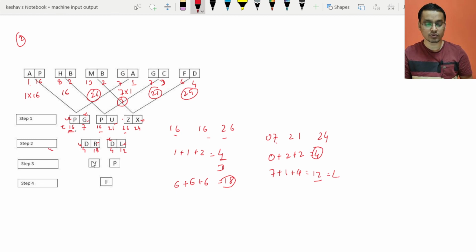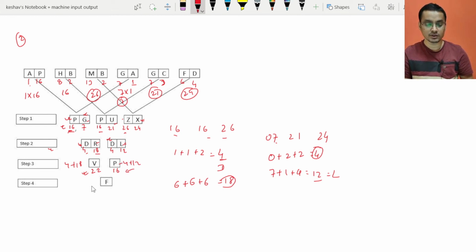Okay, now let's move to step 3. What is the position of V? That is 22. Okay, P is 16. Just add this: 4 plus 18, that is equal to 22, so we are adding V. Okay, now 4 plus 12 is 16, so we are adding P. So I hope you are able to understand.